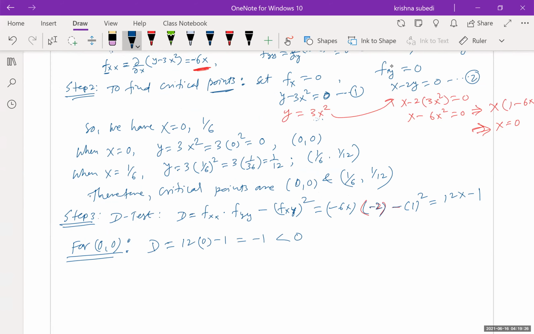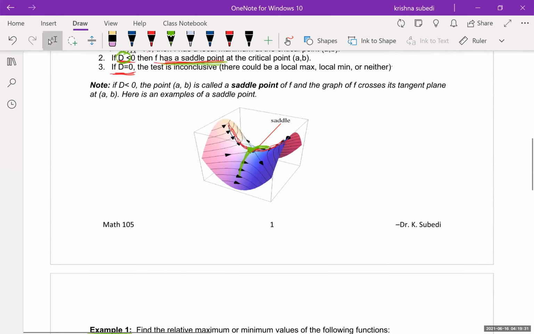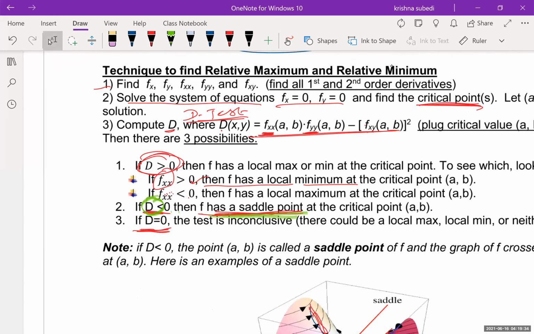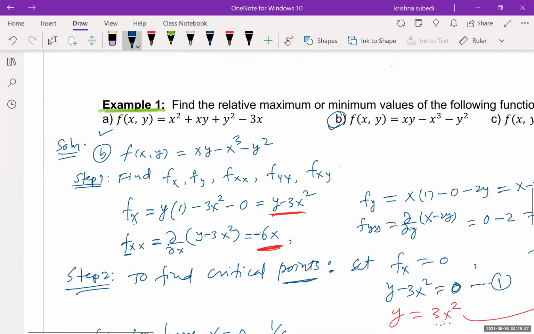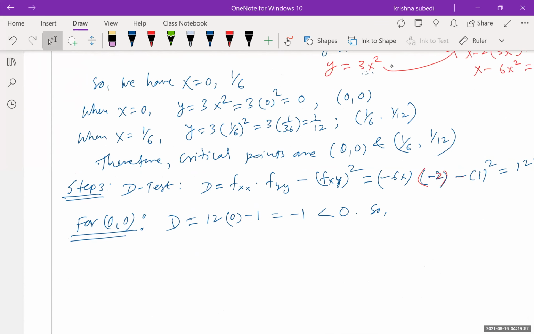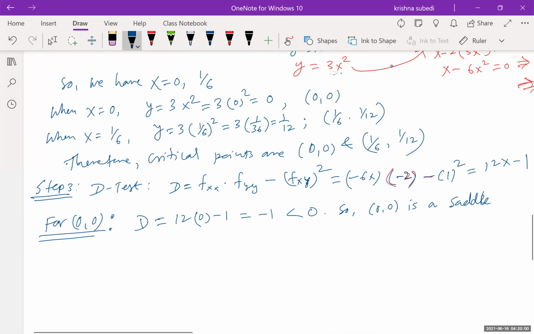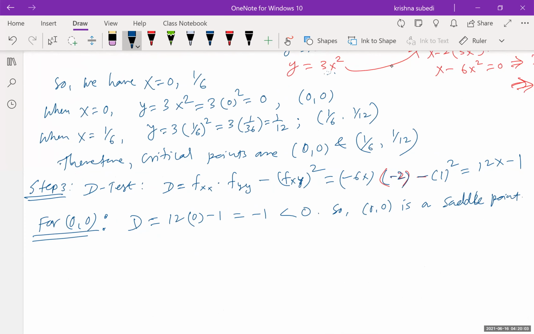So now if D is negative, what happens? Let's look at the method here. When D is negative, then f has a saddle point at the critical point. Okay, it's negative, so (0, 0) is a saddle point. Any questions so far?